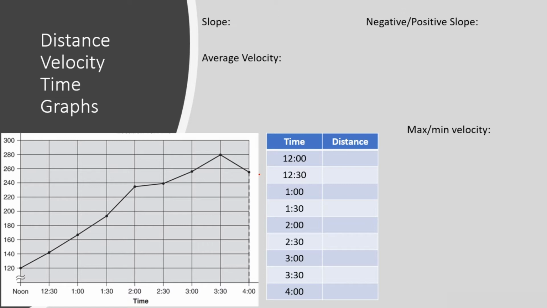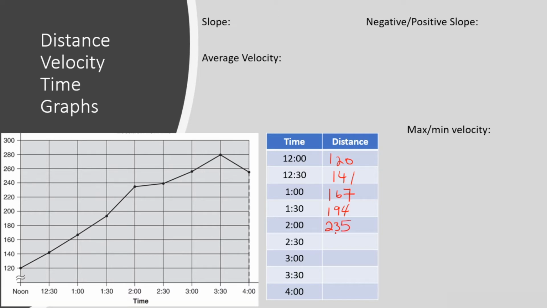In this case, I've given you a graph. I haven't filled in the table, so let's assume these are kilometers. We're just going to look at the graph and fill in the table. At noon, we're at 120 kilometers. At 12:30, and these are approximate, the spacing on the y-axis is 20 kilometers, so maybe that's 141. At 1 o'clock, maybe 167. At 1:30, could be 194. At 2 o'clock, could be 235.